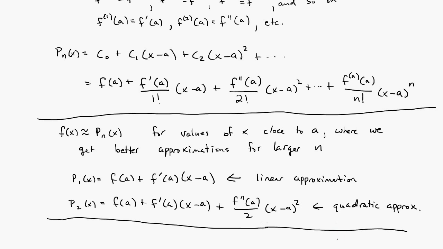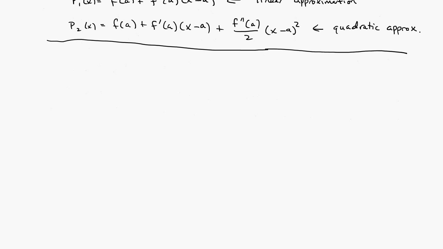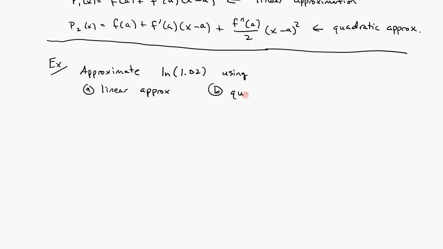Okay, so let's see how we can use Taylor polynomials to approximate a function. So we're going to try to approximate the natural log function. So let's approximate the natural log of 1.02 using a linear approximation and a quadratic approximation.